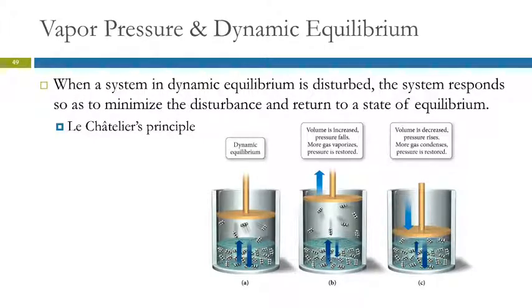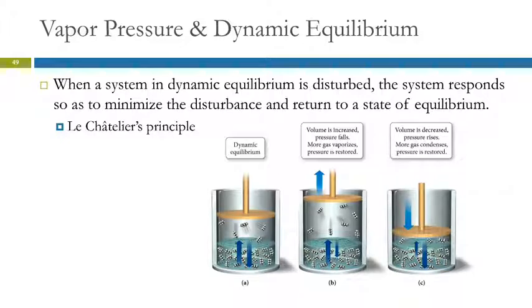If we disturb a system, we learned about this earlier, Le Chatelier's principle. If you have a system in dynamic equilibrium and you disturb it, it reacts in a way to minimize the disturbance. So here we have a cylinder with a movable piston. It's in dynamic equilibrium. This pentane is evaporating and condensing. If we increase the volume by pulling the piston up, what does that do to the concentration of the gas molecules or the pressure of the gas molecules?